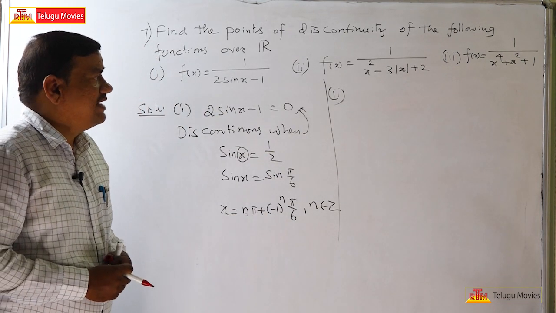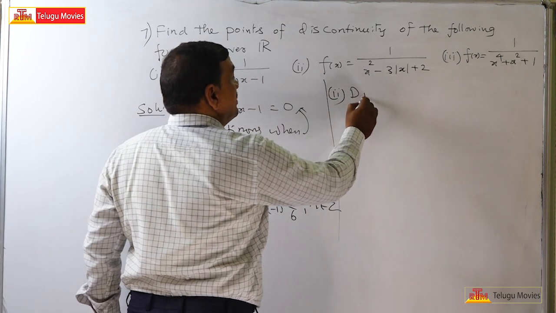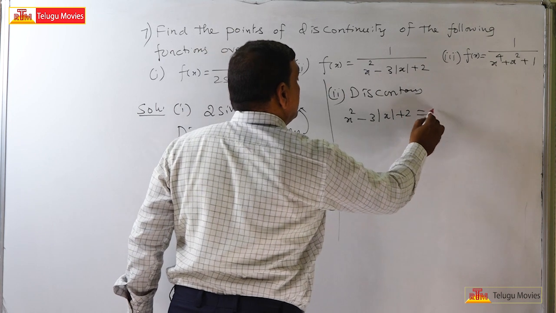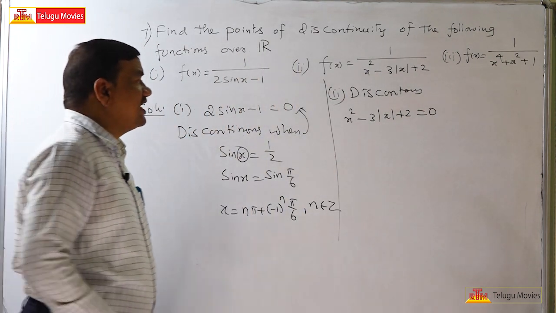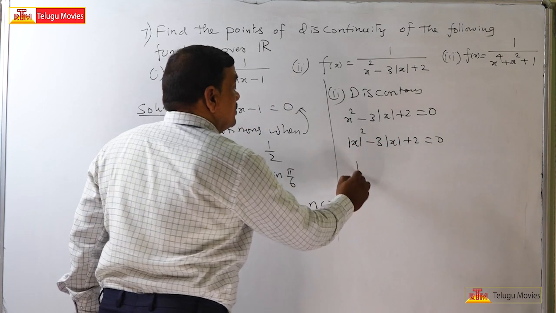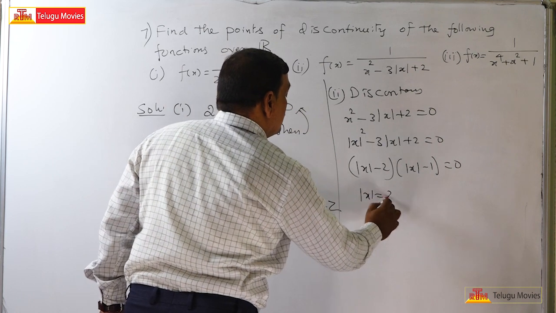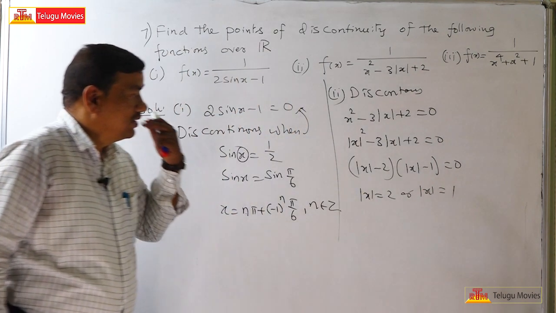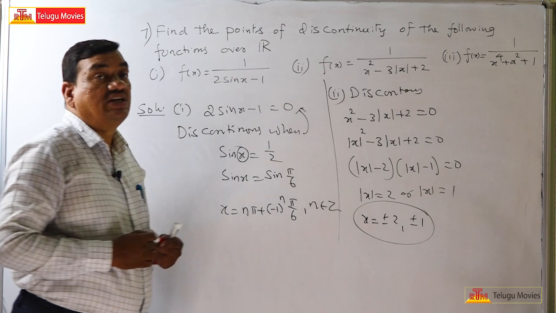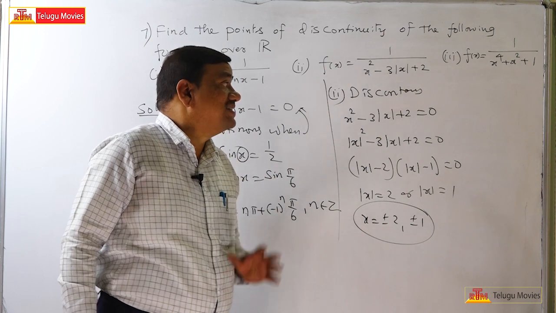Here also the same story. So 1 by x² minus 3|x| plus 2. This function is discontinuous when x² − 3|x| + 2 = 0. Understand? So x² means you can write |x|², so |x|² − 3|x| + 2 = 0. This is (|x| − 2)(|x| − 1) = 0. |x| = 2 or |x| = 1. So x = ±2, ±1. Therefore, this function is discontinuous at 4 points: +2, −2, +1, −1. 4 points it is discontinuous.